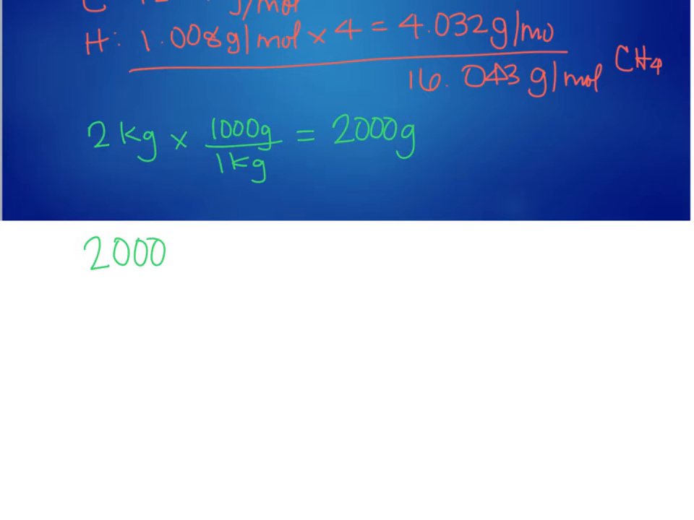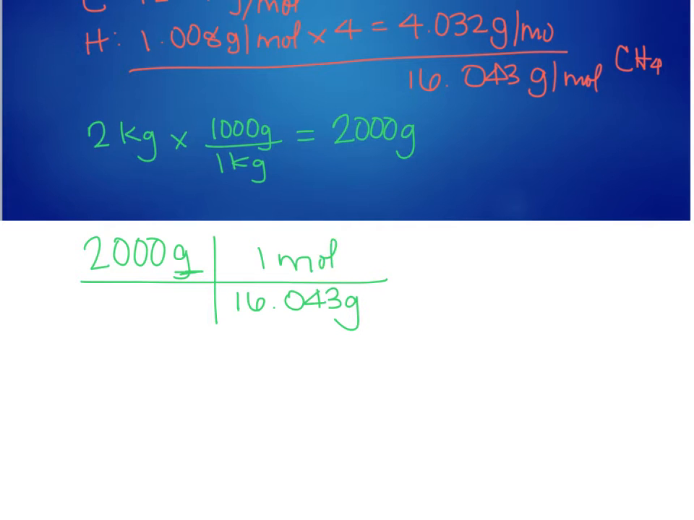So remember, we're going to list out our beginning values. We found that the molar mass of methane gas was 16.043, and I see that in order to cancel this grams out, the grams has to go on the bottom, so I have 16.043 grams here, and I have 1 mole up on top. So when I multiply and divide this out, I end up with 125 moles of methane gas.